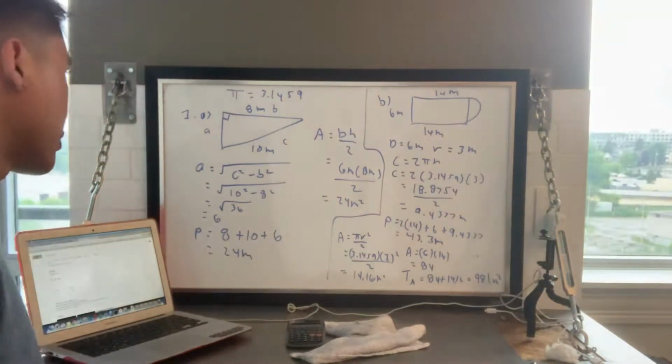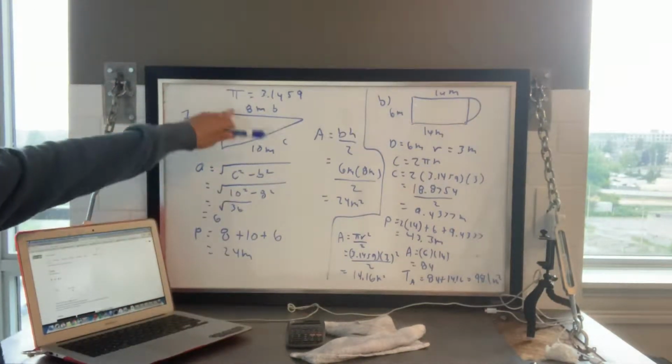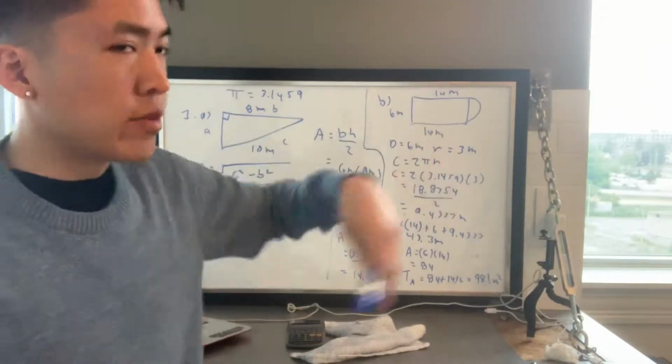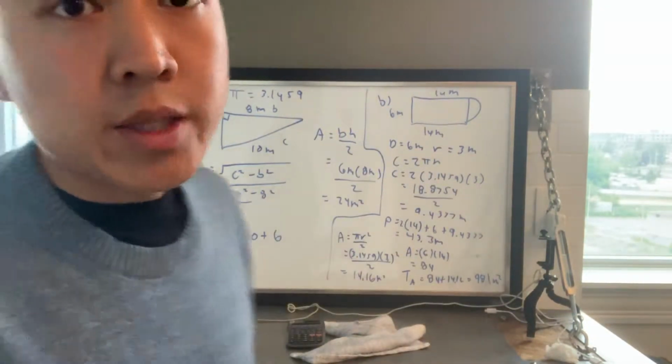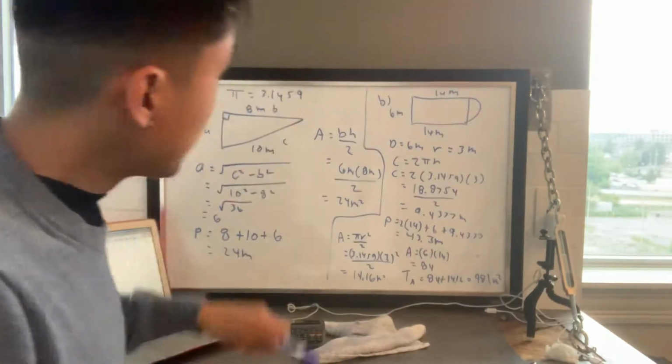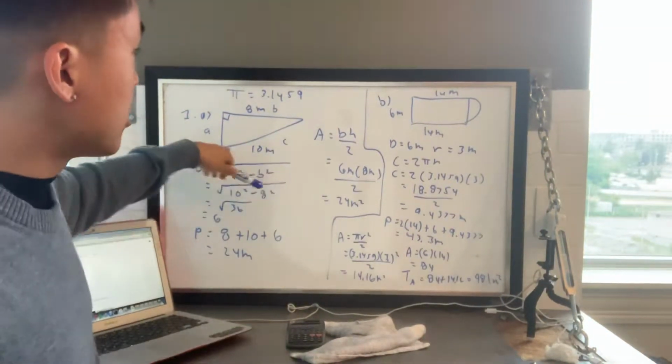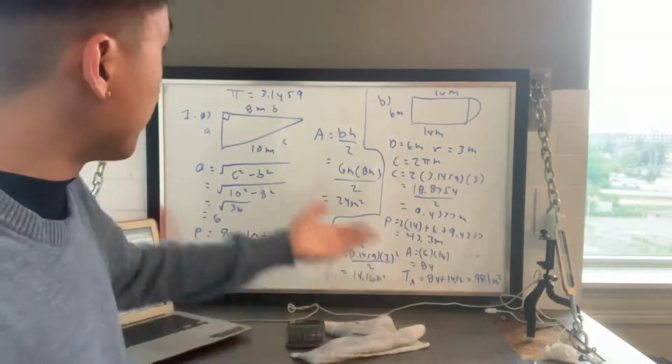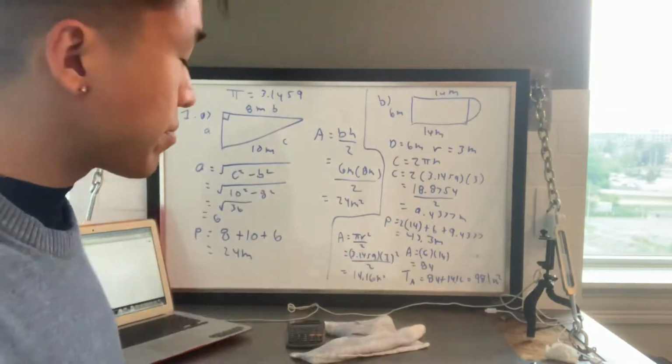Okay, so for this first question, we're given a triangle. For the second question, we're given a rectangle with half a circle. We're to find the perimeter and the area of each shape. For the first one, I just labeled these sides A, B, and C. We're going to find what this missing side is.